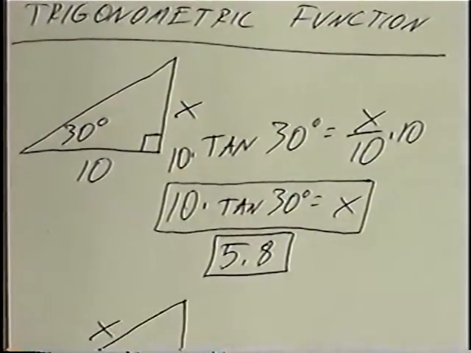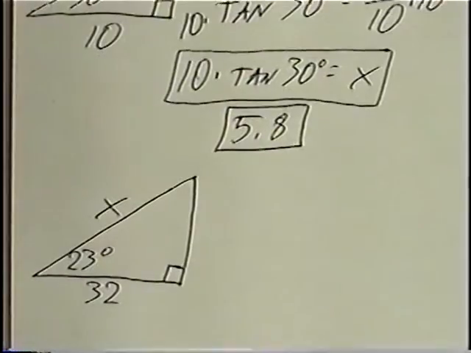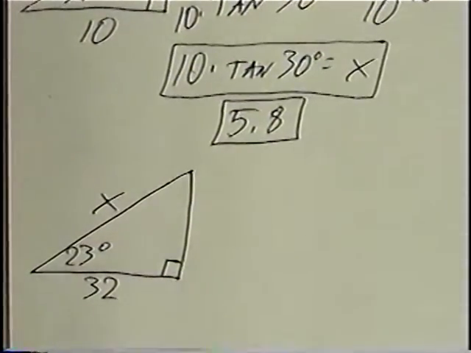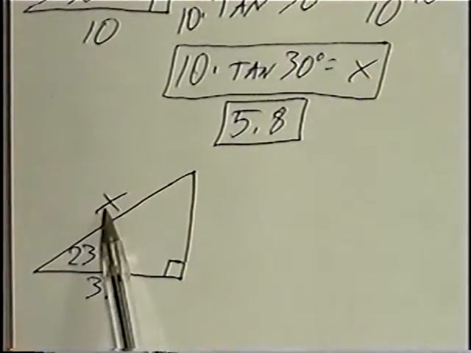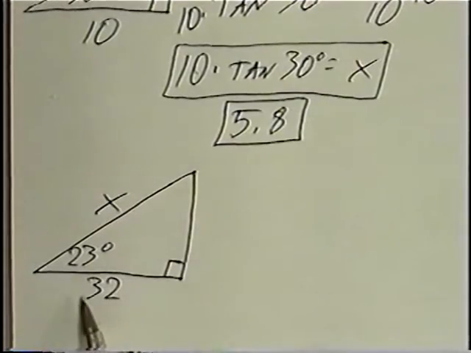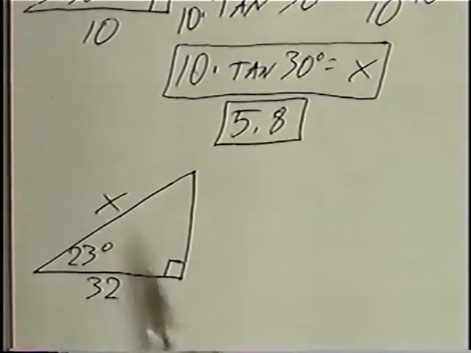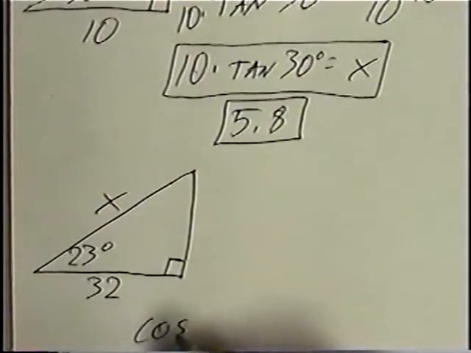Second question, and last question for the section. Looking at this triangle, we're given one side of 32. We want to find the hypotenuse of the triangle, which is x, and the angle this time is 23 degrees. Looking at the angle given, we know the adjacent side is 32, and we want to find the hypotenuse. So having the adjacent side and the hypotenuse, the trig function for that would be cosine.